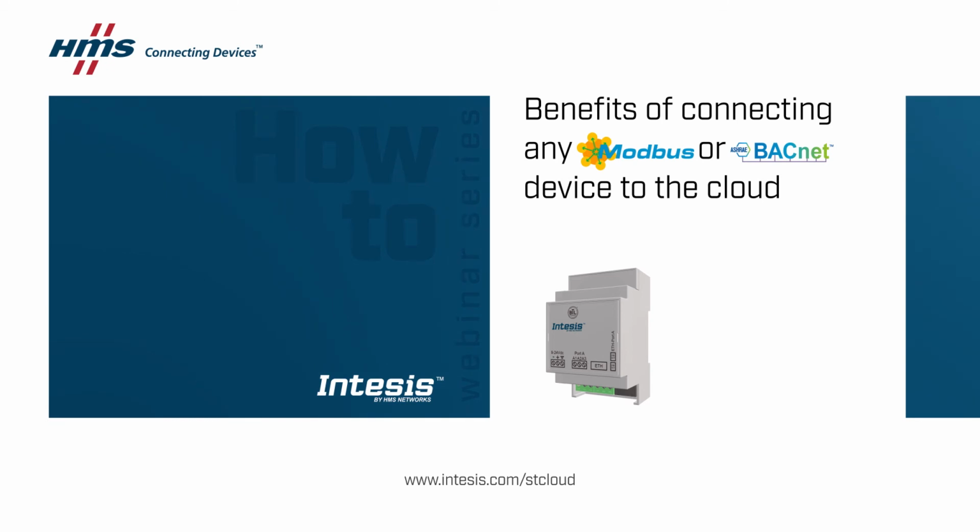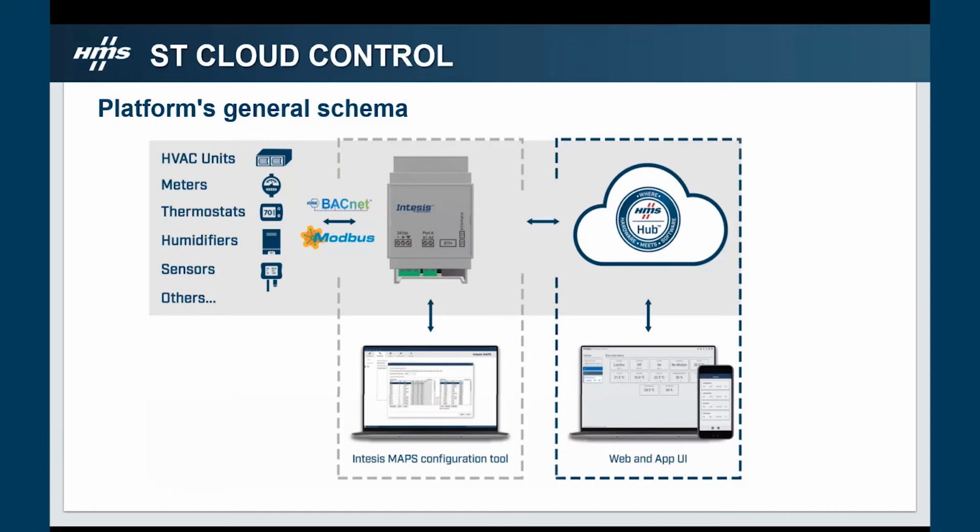In today's demo, we are going to see how to configure the standard cloud control gateway to communicate using the Modbus TCP protocol with several Modbus devices. In order to configure the gateway, we are going to use Intesis Maps configuration tool. This tool is well known for many of you, since this is the configuration tool used by Intesis for configuring many of the gateways we manufacture.